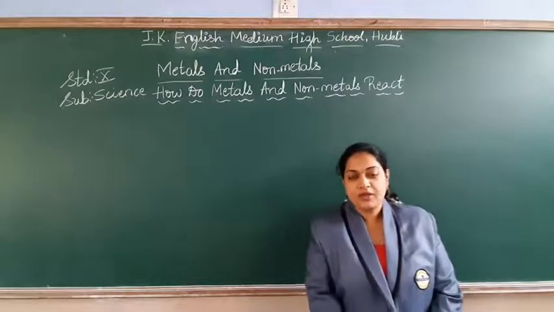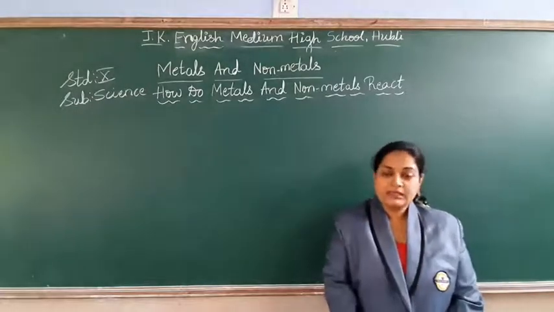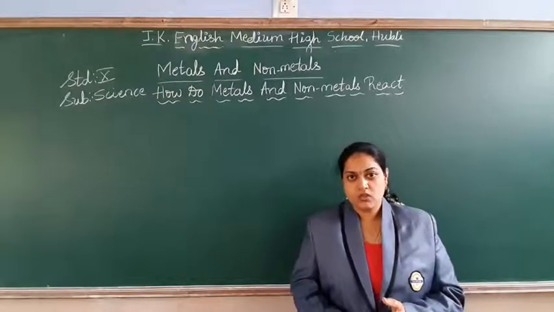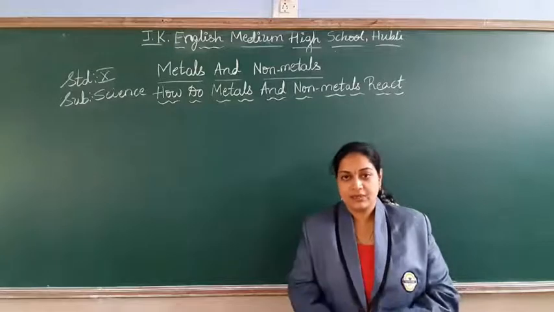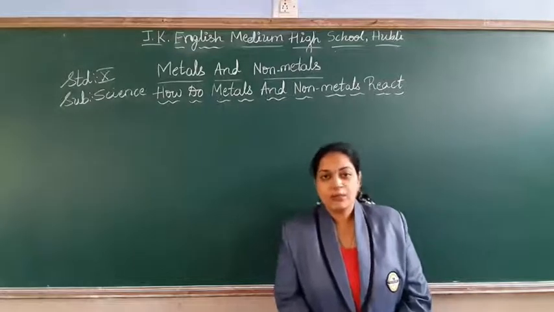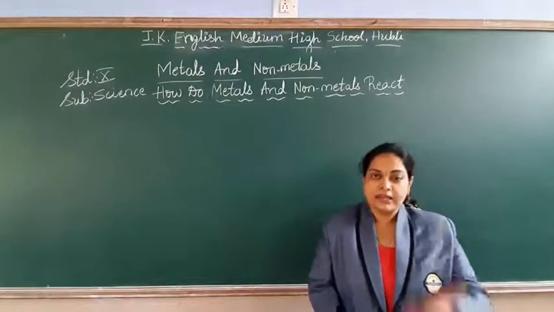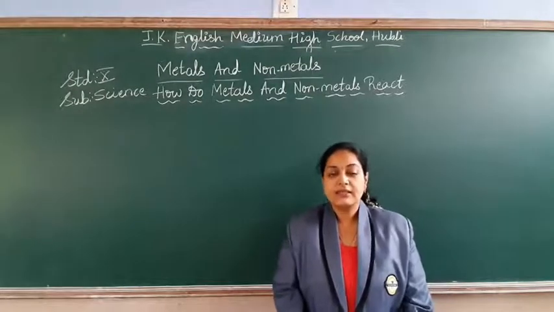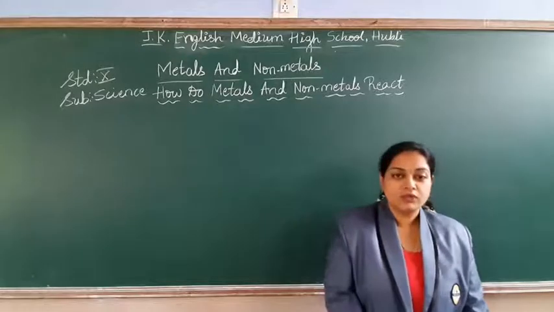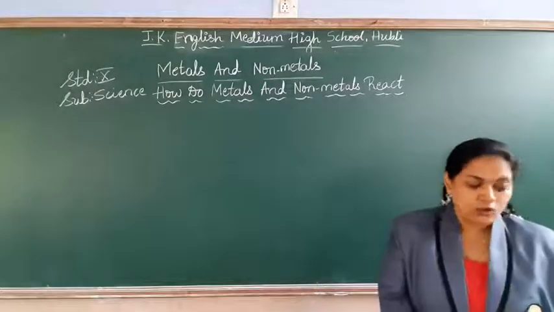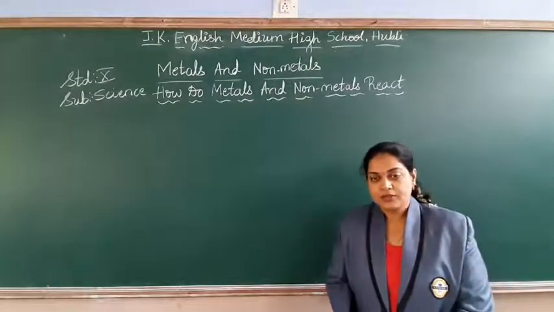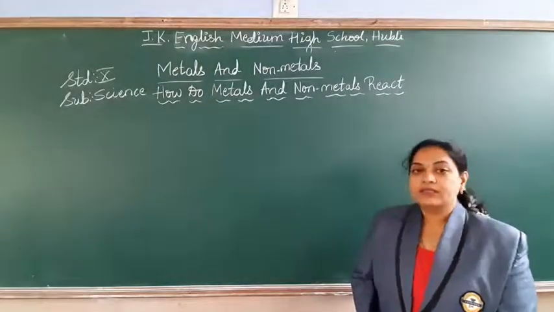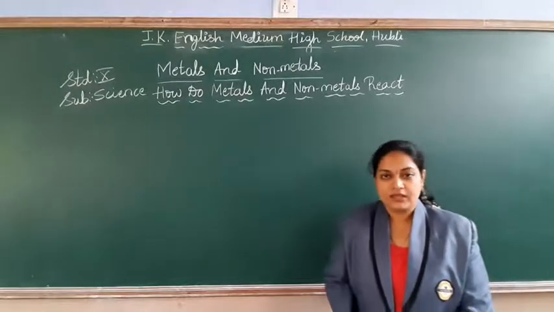As we know in our previous classes, students, metals have a tendency to lose the electrons when they want to become stable. And what about the non-metal? Non-metals will gain the electrons to become stable. Right? So that is the tendency, one chemical property of the metals and the non-metals. So let us learn with examples how the metals and non-metals react with each other.